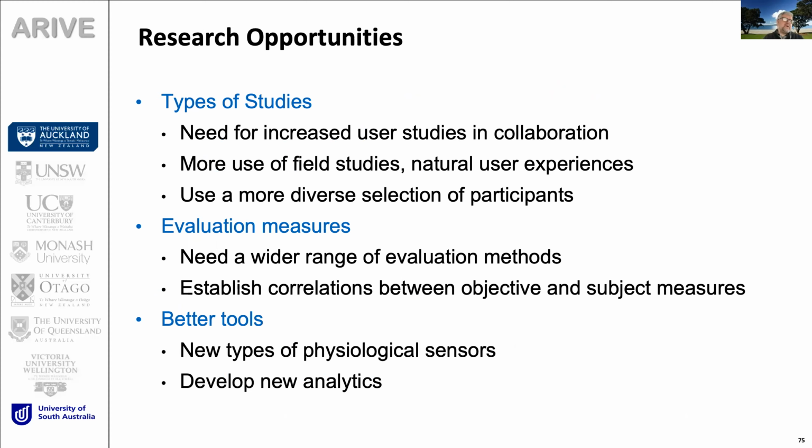And finally, we need better tools. As I've shown, there are some physiological sensors that have been built into head mounted displays, but there could be a wider range of sensors. And there's definitely a need for new analytics. It takes a huge amount of time to process these EEG experiments because they generate a massive amount of data. So we need new tools to be able to process that very quickly, and obviously the physiological cues as well.